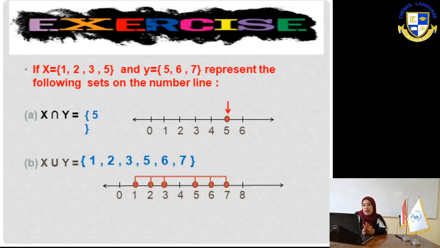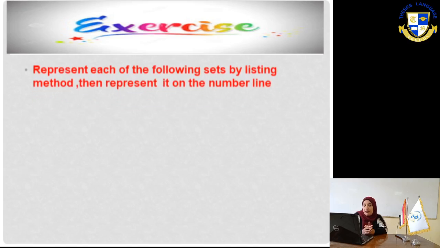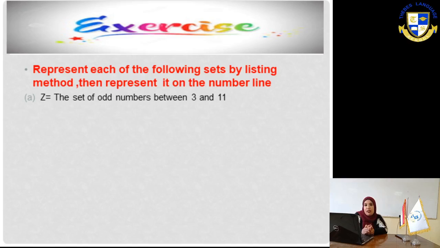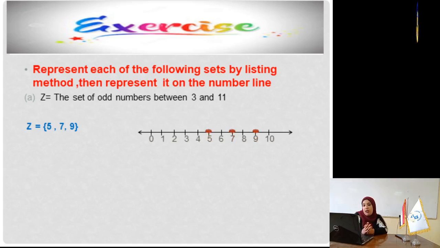Now, represent each of the following sets by listing method, then represent it on the number line. Set Z is the set of odd numbers between 3 and 11. Can you tell me which are the odd numbers between 3 and 11? It's the set of 5, 7, and 9. So you will represent each element by a dot on the number line: 5, 7, and 9.